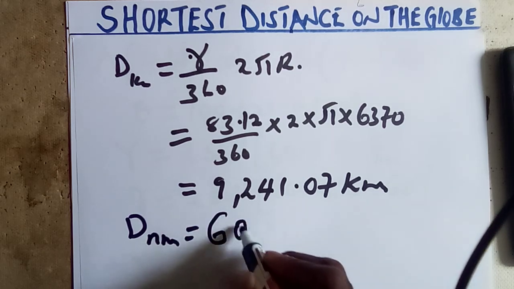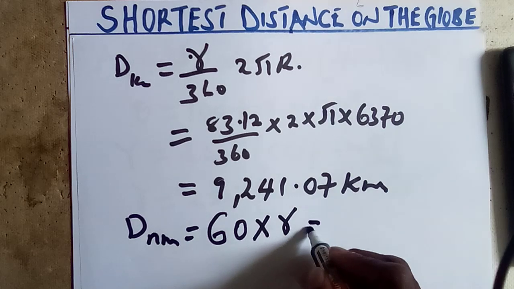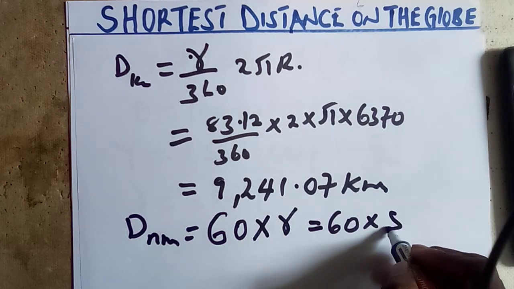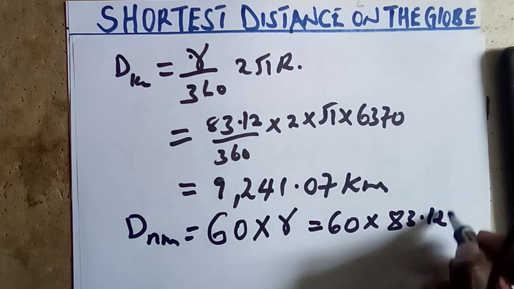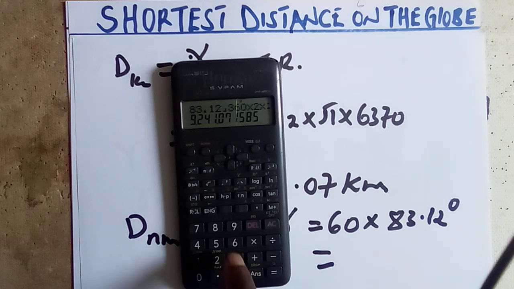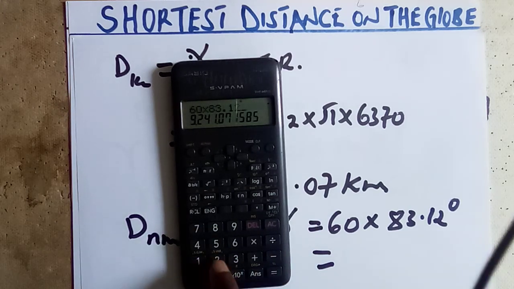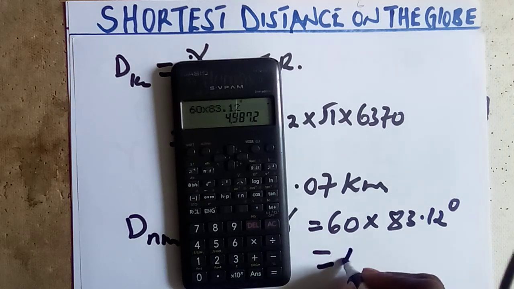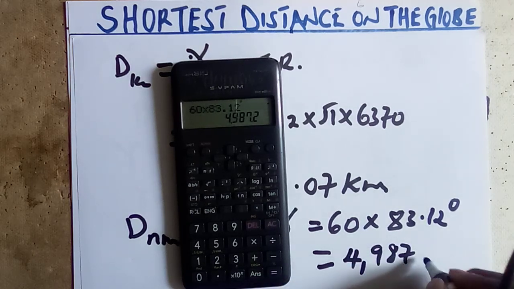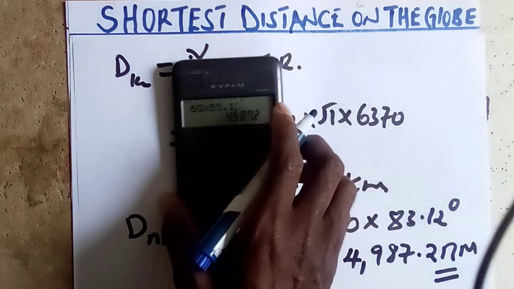If the question needed you to find the distance in nautical miles, then for a great circle, it is 60 multiplied by the angle difference. So I'll say 60 multiplied by the angle difference, 83.12 degrees. I take it to the calculator, 60 times 83.12, and I'm getting 4,987.2 nautical miles.